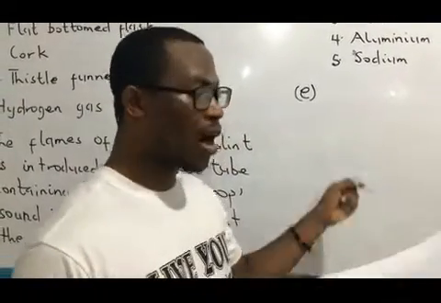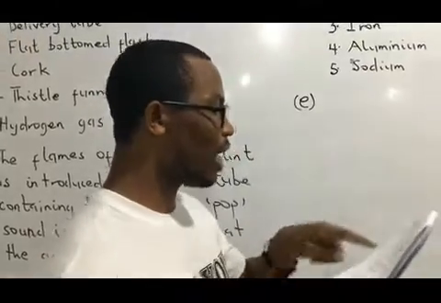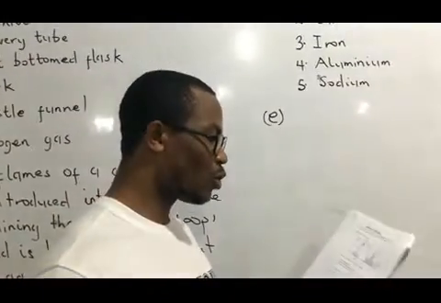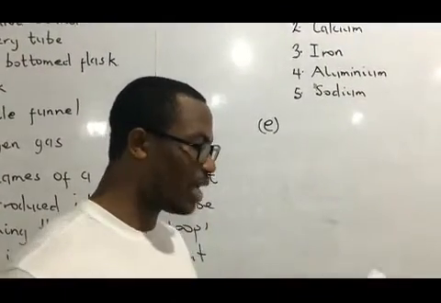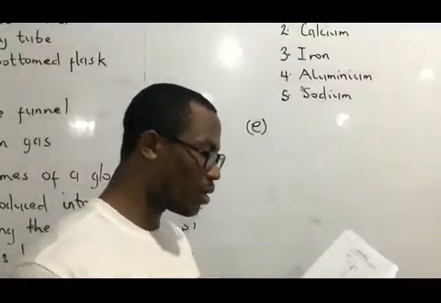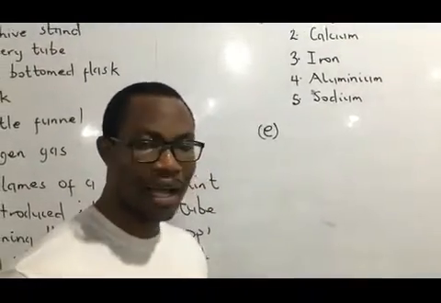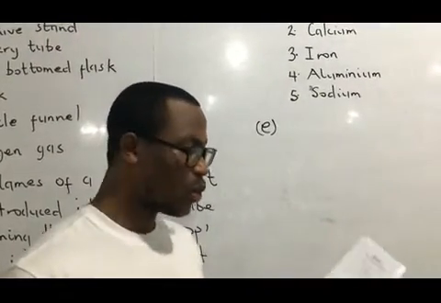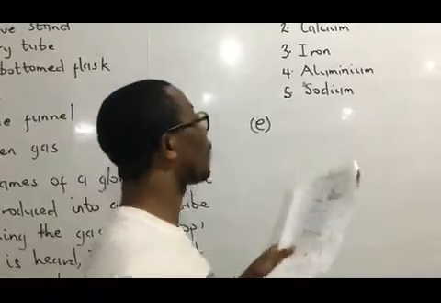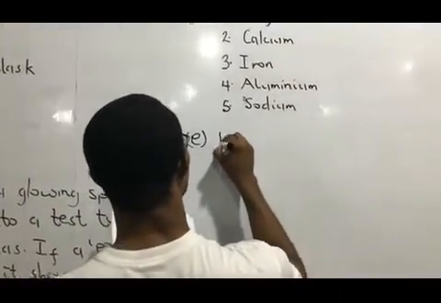Now, the mouth of the round or the flat bottom flask has to also be covered with cork to make sure that it is airtight. So those are some of the precautions. Okay. So 1.